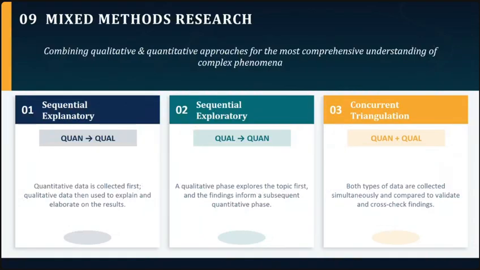Finally, mixed method research combines both methods to give a more complete understanding. There are three types. First one is sequential explanatory, where numbers come first, then explanation. Then sequential exploratory, where idea first, then testing. And the third one is concurrent triangulation, where both at the same time.